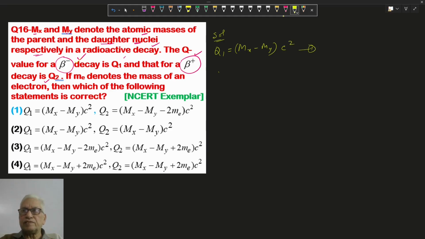Times c square. If we talk about electron decay, this is the difference here, and 2 electrons are coming out, so it will be 1 from mx my. So 2 times the mass of electron is the mass defect in the case of atom. This is the mass defect of nuclei. So option 1 is correct.